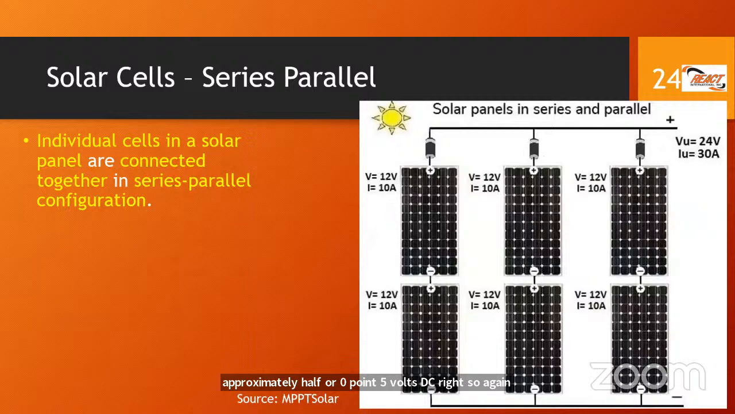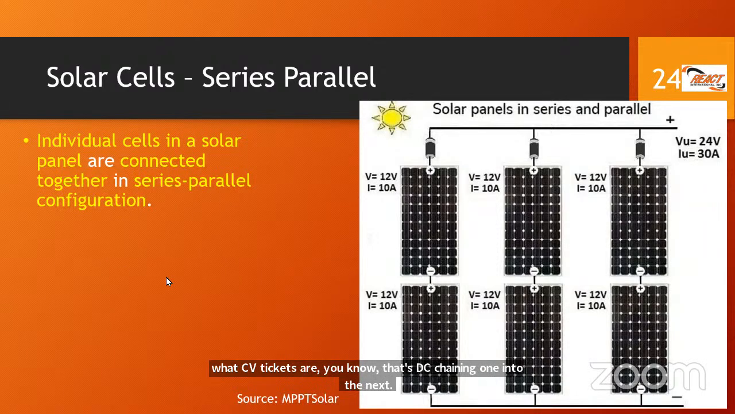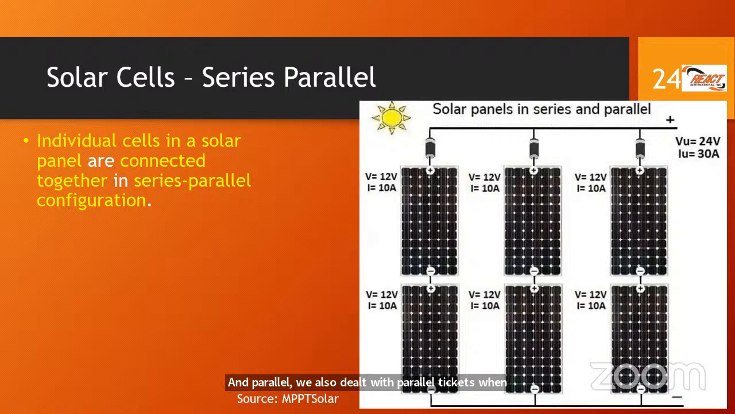Right, so we will have individual solar cells to make up a solar panel. And we need to be aware that those individual solar cells are connected in what is called series parallel. But what is series parallel? So we would have dealt with what series circuits are. That's DC chaining one into the next. And parallel, we also dealt with parallel circuits when we talked about resistors and capacitors and inductors. You may recall when we discussed parallel circuits, right? Where we have the concept of branching.